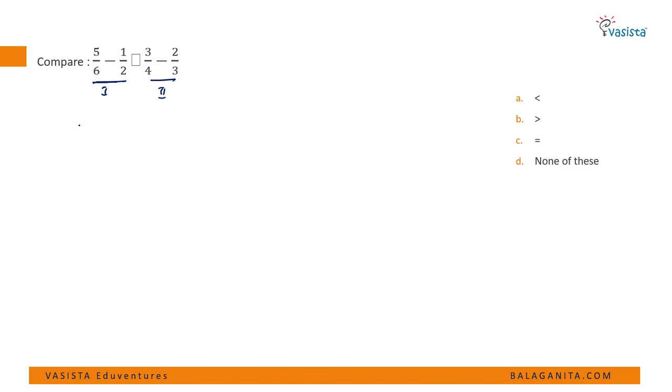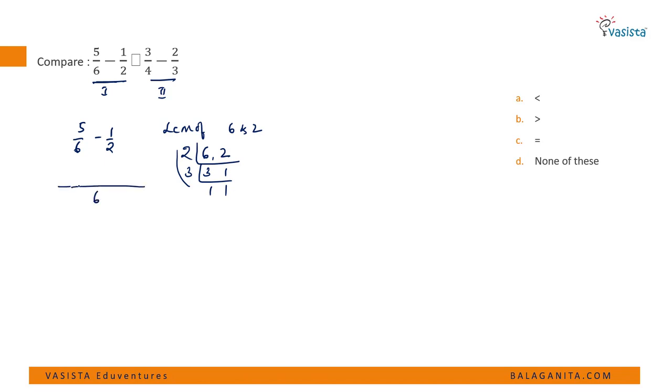Let me take the first one, that is 5 by 6 minus 1 by 2. Observe the denominators here. The first one is 6 and the second one is 2. Take an LCM for it. LCM of 6 and 2. You know how to take LCM by division. 6 and 2, start dividing by 2. 2 3s are 6, 2 1s are 2. Further division is not possible, so 3 1s are 3, 1 1s are 1. Now 2 3s are 6, which is the LCM for this.